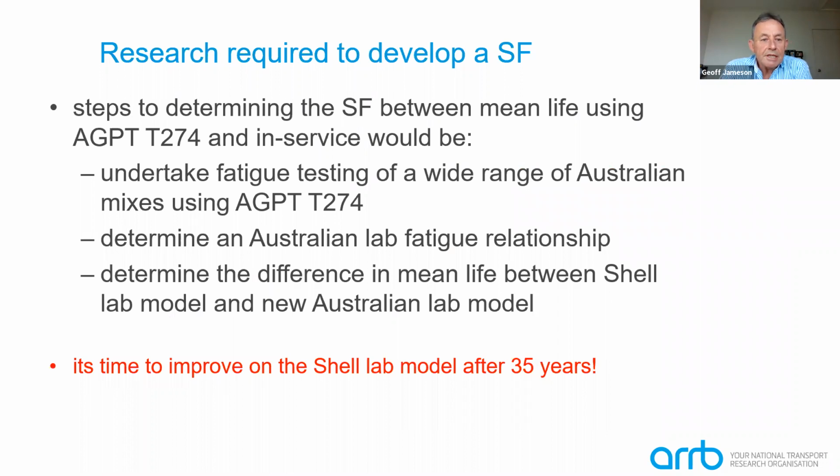So that research is yet to be done, and basically we need to test in Australia a wide range of mixes using that new test method and determine an Australian laboratory fatigue relationship. And from that, we'll be able to come up with a shift factor. And basically what we're saying is that we think that work is really a high priority for us to improve on this Shell model that was developed over 35 years ago based on European mixes. We need to update it with current Australian mixes and using current Australian testing procedures.